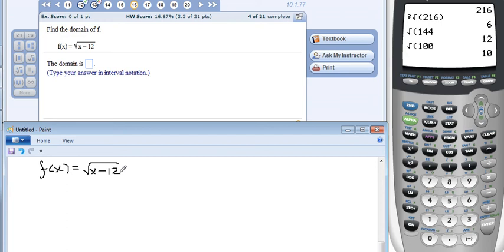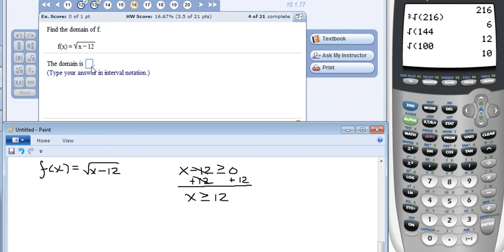Is that true? Yes, that's true. I can take the square root of 0, and I can take the square root of a positive number, but I just can't take the square root of anything negative. So what that's telling me is that the piece underneath this radical sign has to be bigger or equal to 0, right? Whatever I have underneath here has to be bigger or equal to 0 for me not to get that error message on my calculator. Well, I know how to solve inequalities. So I'm just going to add my 12 across. So x has to be bigger or equal to 12, right?